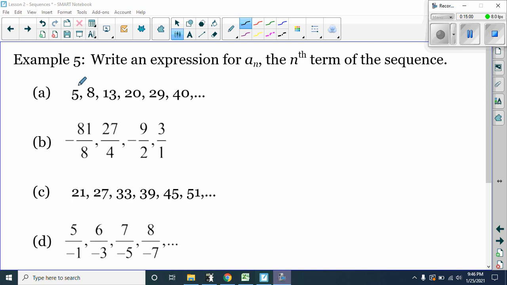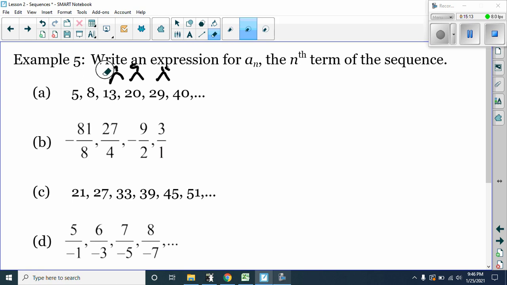This first set is quadratic. Notice this is plus 3, plus 5, plus 7, plus 9, plus 11. If we do it again, plus 2, plus 2, plus 2, plus 2. So it is quadratic.